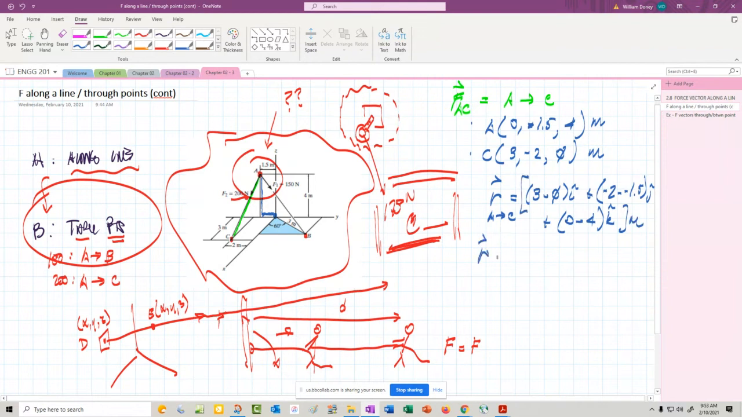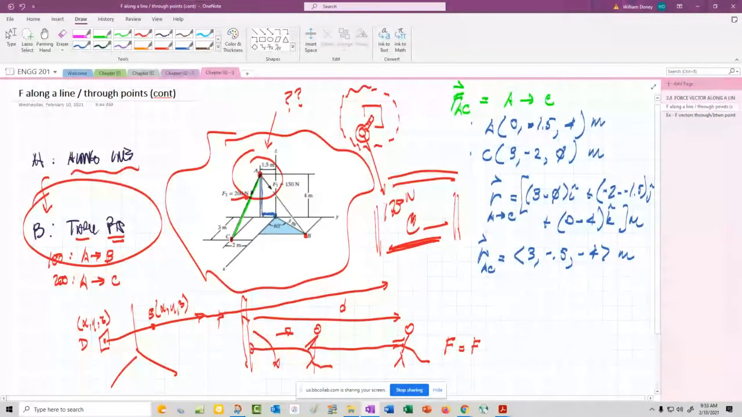So what I should end up with is a position vector from A to C equaling, I'll just do the shorthand here, 3 minus 0.5 and minus 4 meters. And that's my IJK. If we're doing the other one from A to B, we take the B coordinate minus the A coordinate. Same idea.